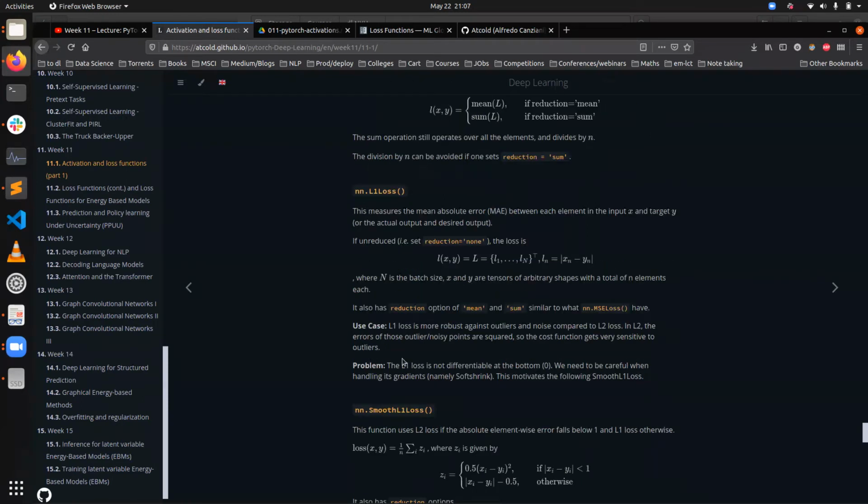L1 loss is not differentiable at the bottom. So we usually have a kink. We need to be careful when handling its gradients, namely soft shrink. So he relates the soft shrink that we saw earlier with this. I'm not sure exactly how that works. This motivates a smooth L1 loss.